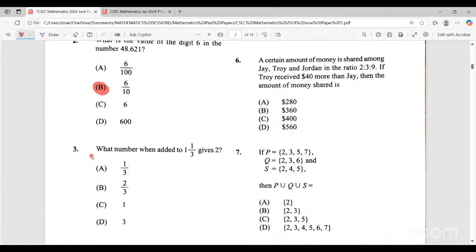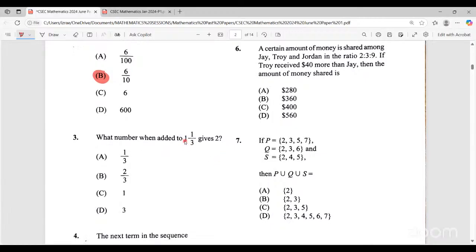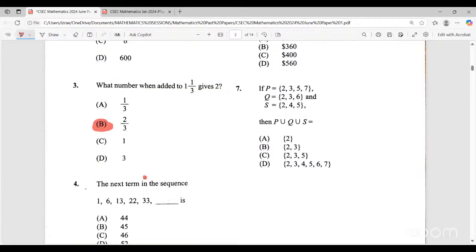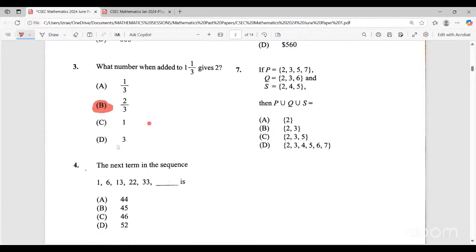And number 3, one number when added to 1 1/3 gives 2. If I subtract 1 from 2, you'll get 1. And if I subtract 1/3 from 1, I will get 2/3. If I had 2 cakes and somebody went and ate 1 cake and 1/3 of the other, obviously you remain with 2/3 of a cake uneaten. All right, so that's B as in bat.